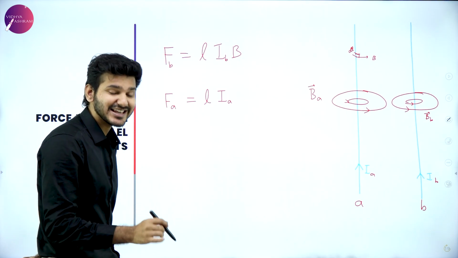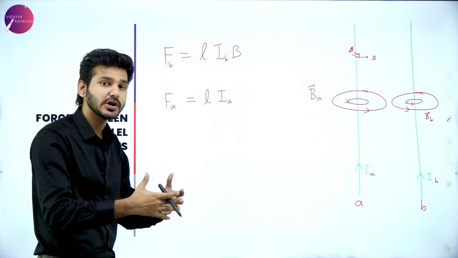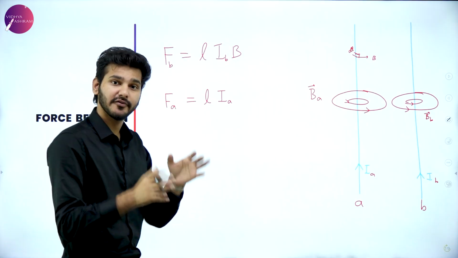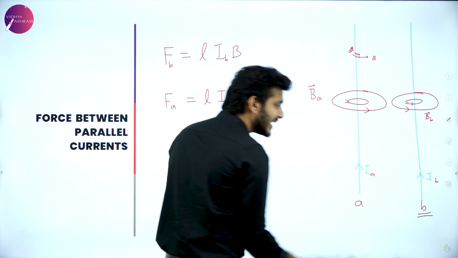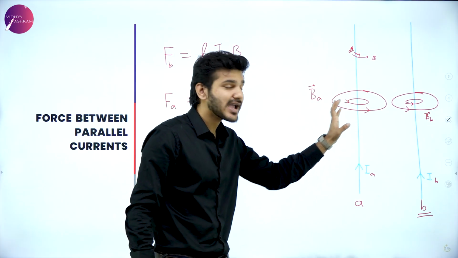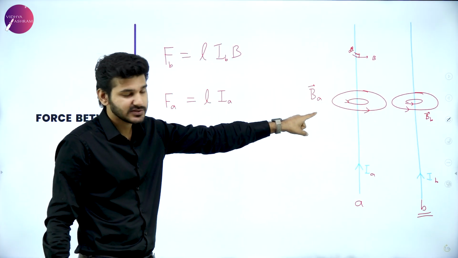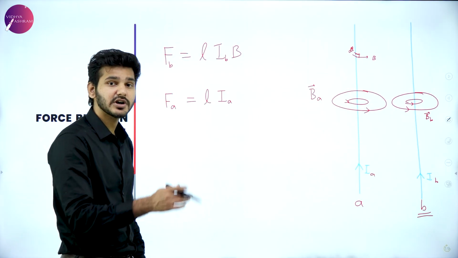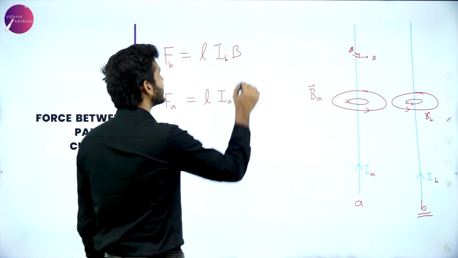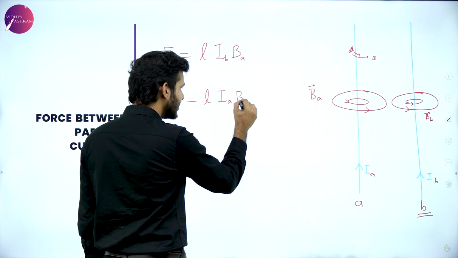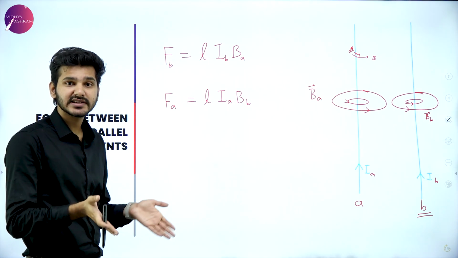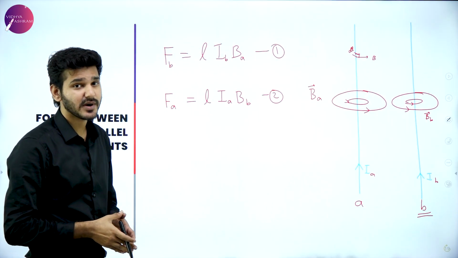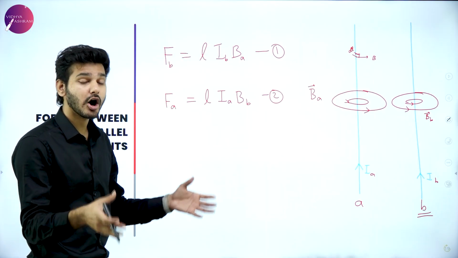And the magnetic field is the external field, not the field that the wire itself produces, but the external field in which that wire is kept. For example, wire B is kept in the influence of the magnetic field produced by wire A, which means the magnetic field experienced by wire B is because of wire A. So this external magnetic field is BA and here it is BB. So the equations are set. Let's say this is equation 1 and this is equation 2. This is the force experienced by two parallel placed current carrying long infinite wires.